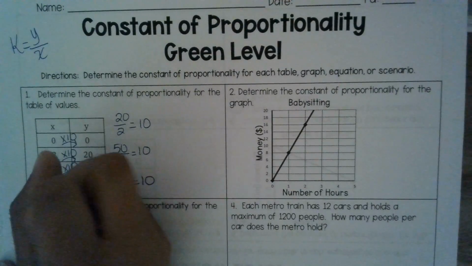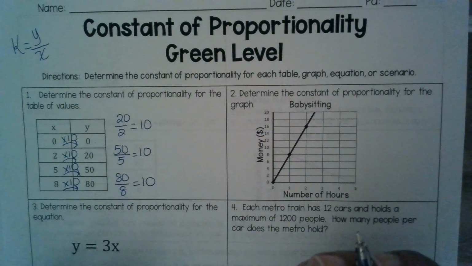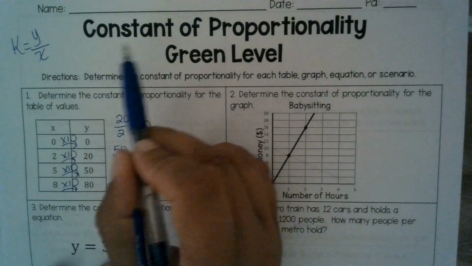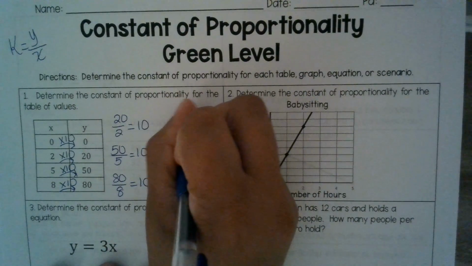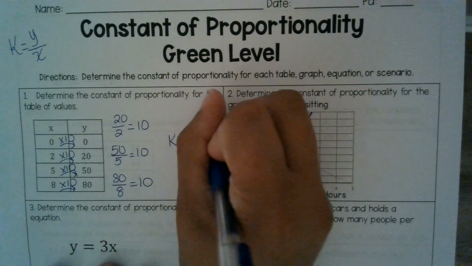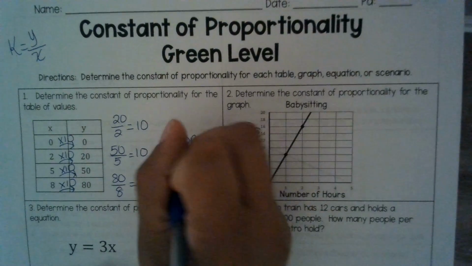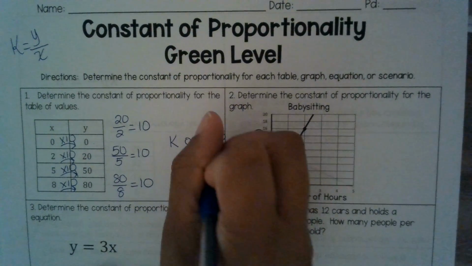So, when they're asking for the constant of proportionality, you're going to say K, or you can just even write this word out, or COP for constant of proportionality, COP. It is equal to 10.